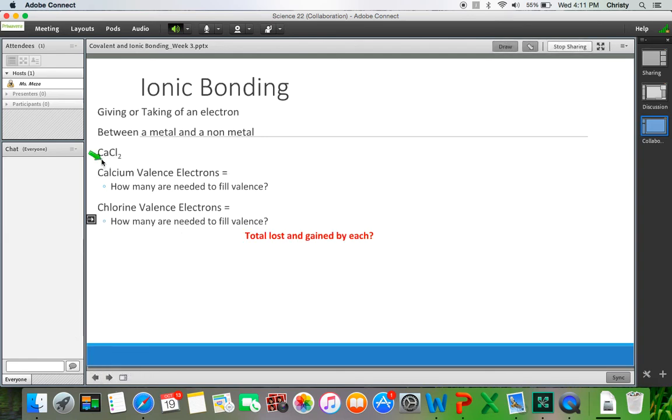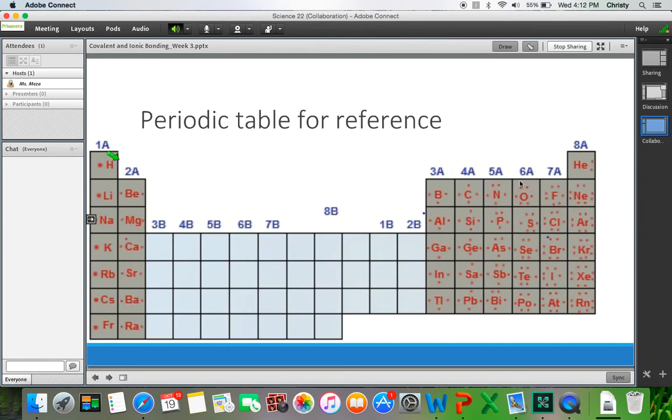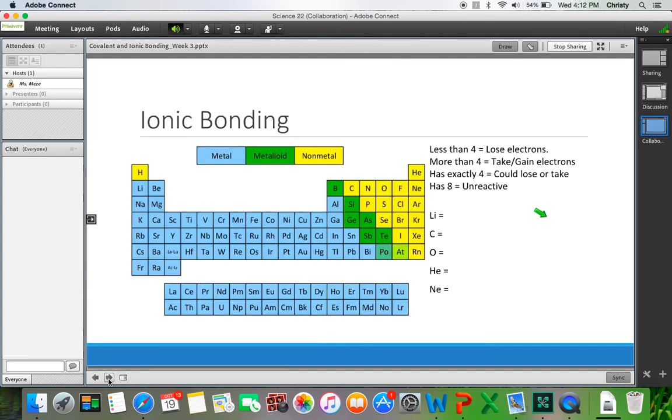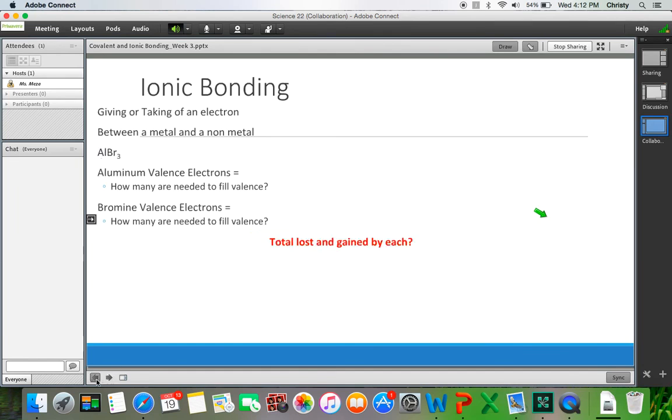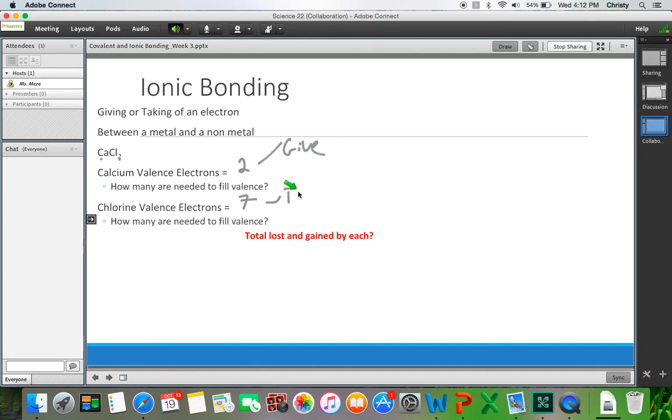All right, let's look at calcium chloride. All right, and we have 2 chlorines here. So how many valence electrons does chlorine have versus calcium? So let's just go back to our periodic table. Calcium is all the way over here in row 2, so it has 2. And chlorine has 7. Alrighty. Calcium 2, chlorine 7. So calcium, because it has less than 4, is going to give, and then chlorine is going to go ahead and take those.